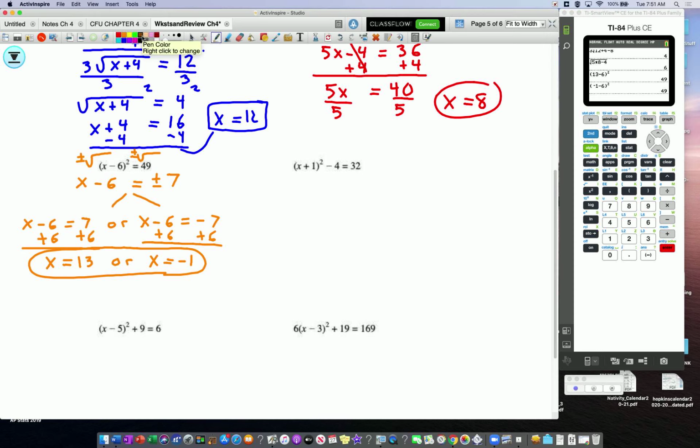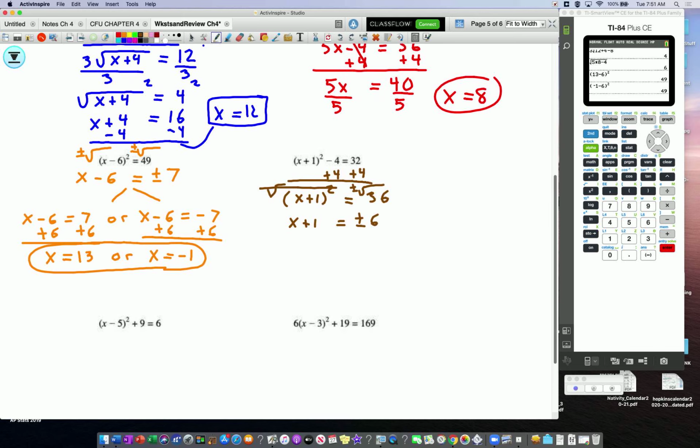So, first thing I actually have to do is take care of this minus 4. So I'm going to add 4 to both sides. So I have x plus 1 quantity squared equals 32. Or sorry, 36. 32 plus 4 is 36. All right, undo a square by square rooting. So now I just have x plus 1, those cross out, equals plus or minus 6.